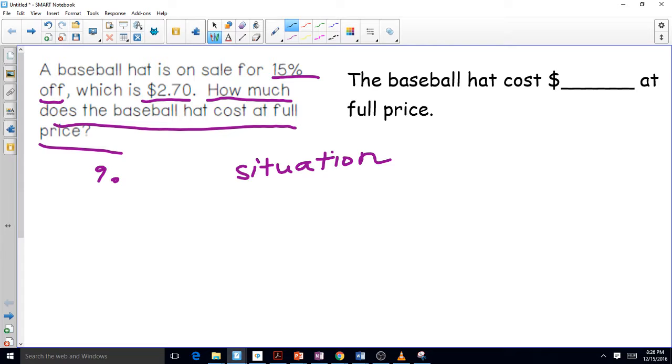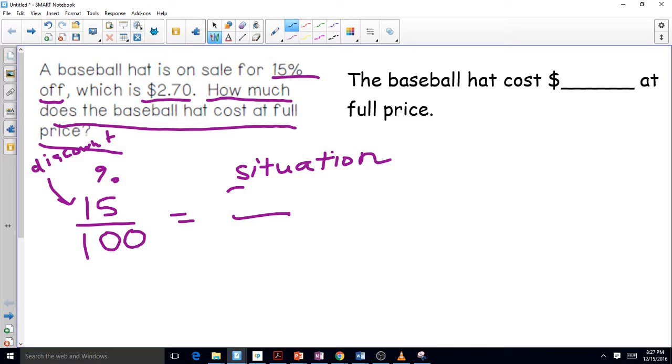Now, I know that they were really nice to us here. I know that my percentage, the sale, is 15% off, which is great, and all percentages are over 100. Now we want to keep this organized and remember that 15% off is the total discount. Now they flat out told us that the actual discount here was $2.70.